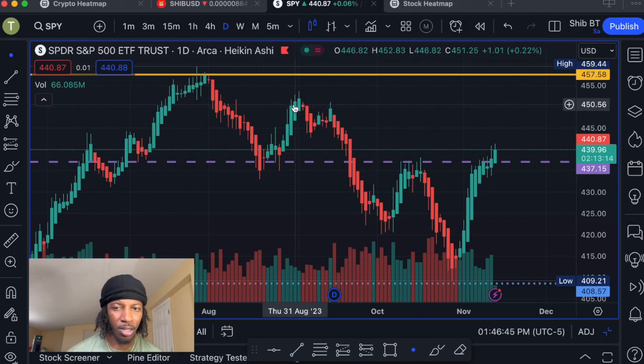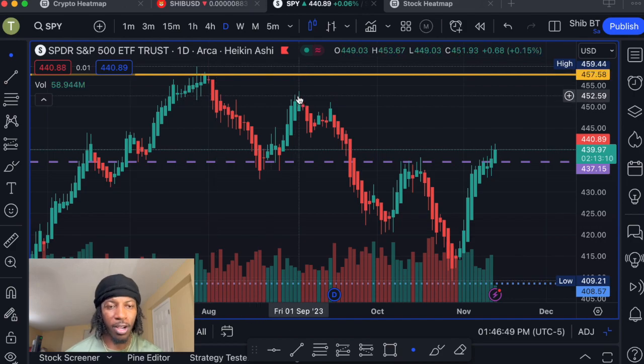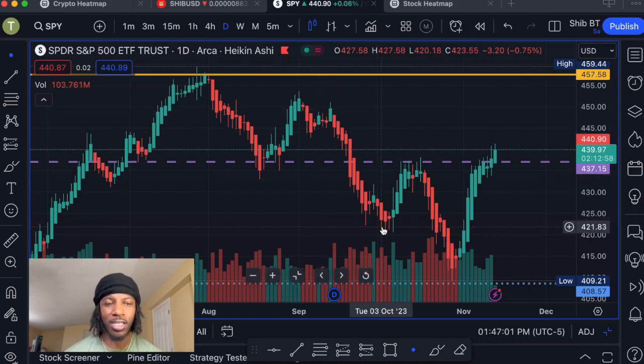But as you can see, we never touched that high of 460. We were only able to come up to about 450. What does that tell you? Price couldn't even go back and touch where it was or push higher. So guess what happens? We drop down to about 420.